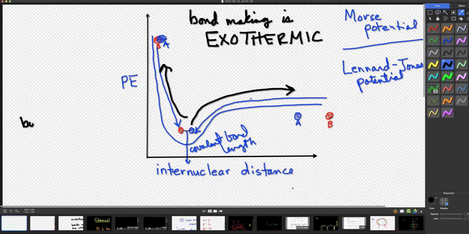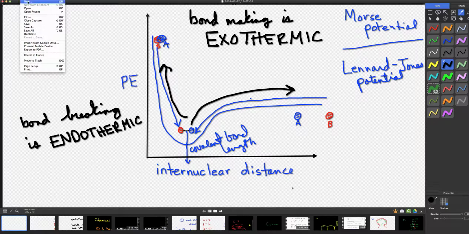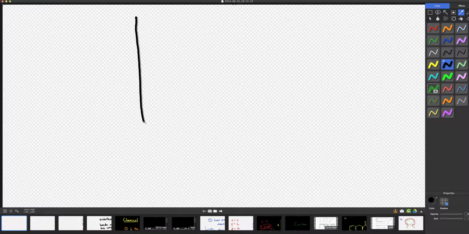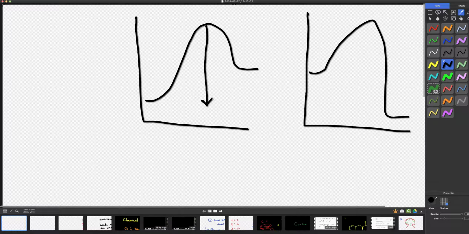Point number two, bond breaking is endothermic. In lecture, I need you to be absolutely clear that bond making releases energy, bond breaking requires energy, and now we can go back and make sense of our graphs. Because whether we were looking at an endothermic process or an exothermic process, here's our endothermic process, here's our exothermic process, the activation energy barrier is positive.